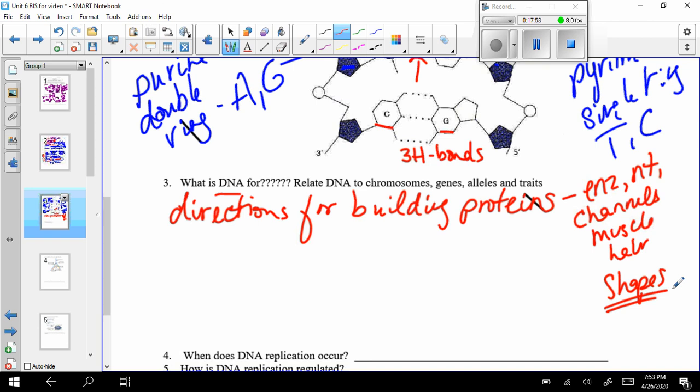Based on the A's, T's, C's, G's in order, that will determine the codon, and the codon will determine what amino acid comes in and how they are put together. So the primary structure, and then eventually how it will fold over and have its tertiary structure.